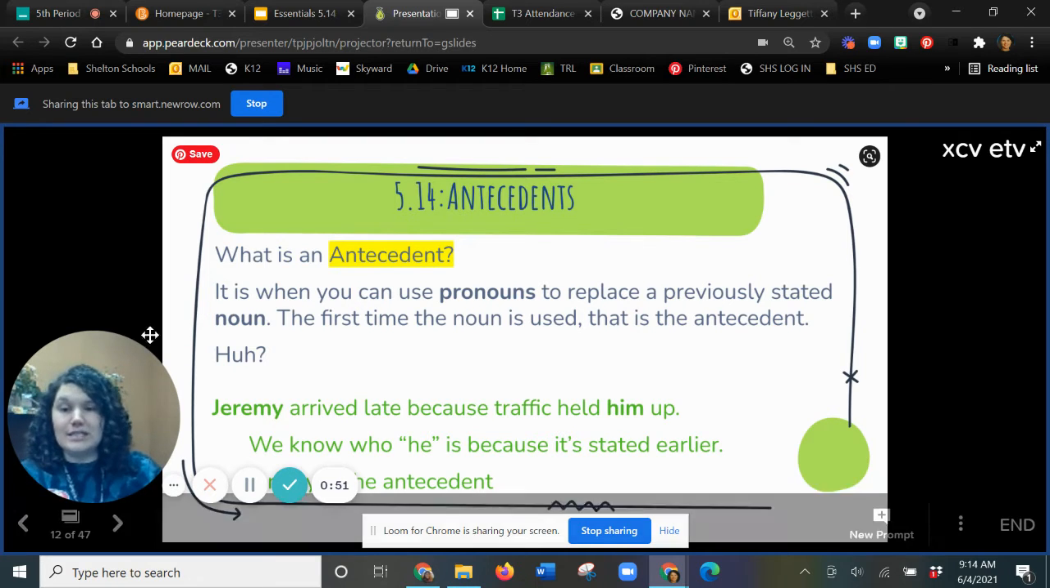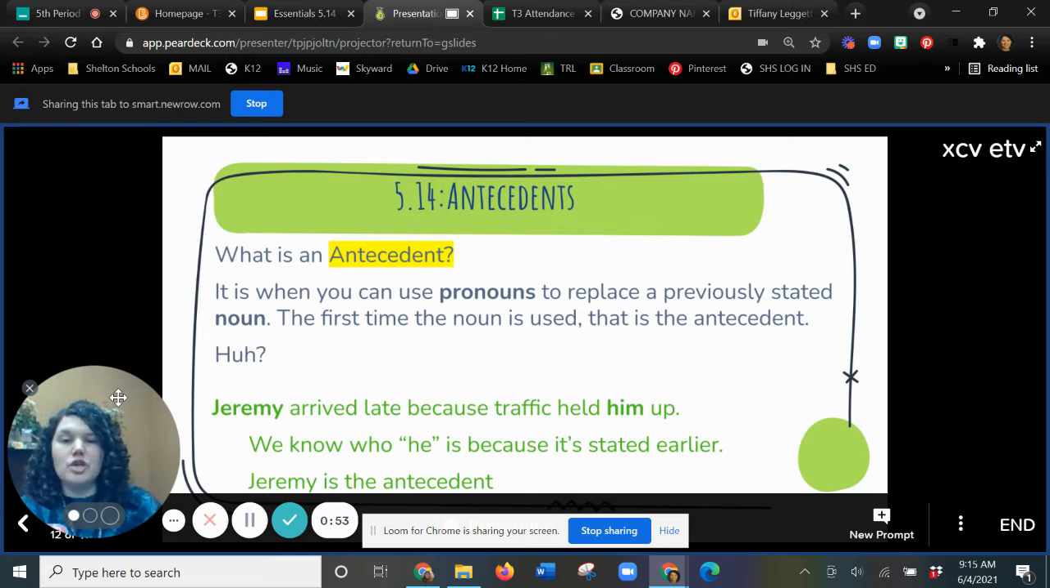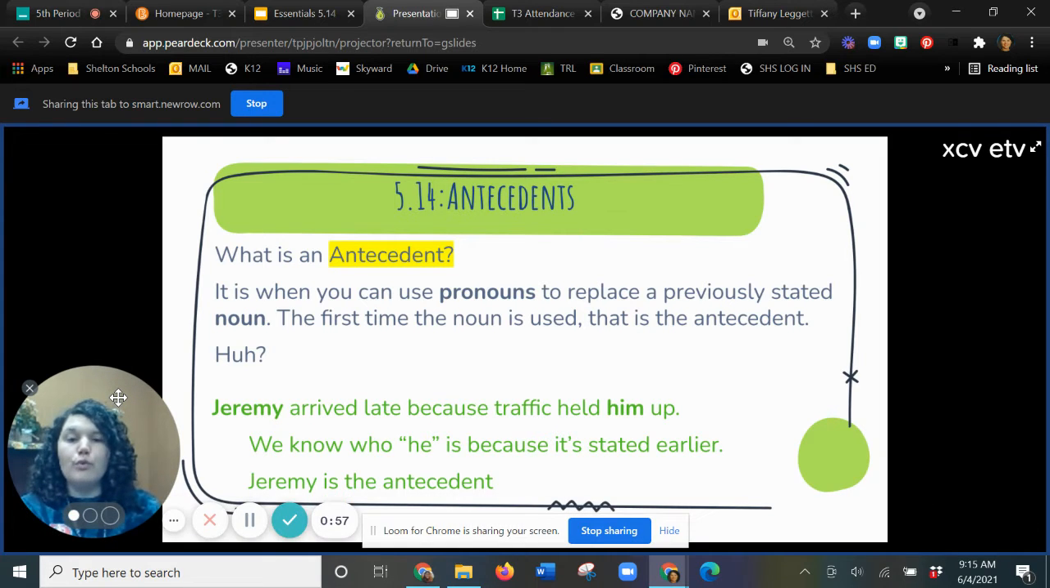So let's look at an example. Jeremy arrived late because traffic held him up. We know who he is because it says his name earlier in the sentence. Jeremy is the antecedent. Okay, so let's practice this.